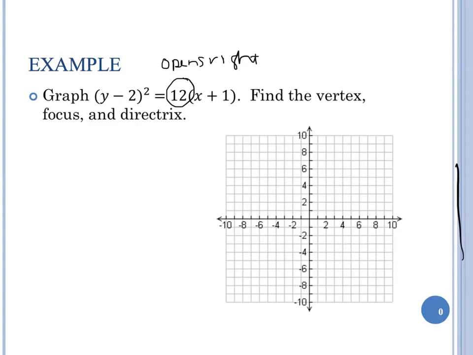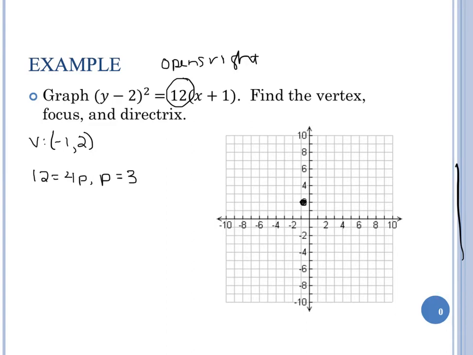I still need to find the vertex. So my x value shifts to the left 1, and my y value shifts up 2. So -1, up 2. There's my vertex. I need to use my 12 to find p. So it looks like p equals 3. That's going to help me find both the focus and the directrix.